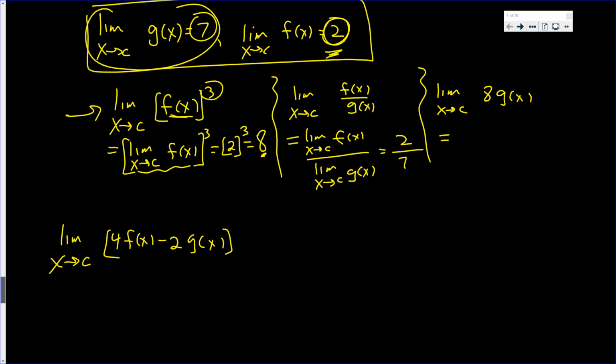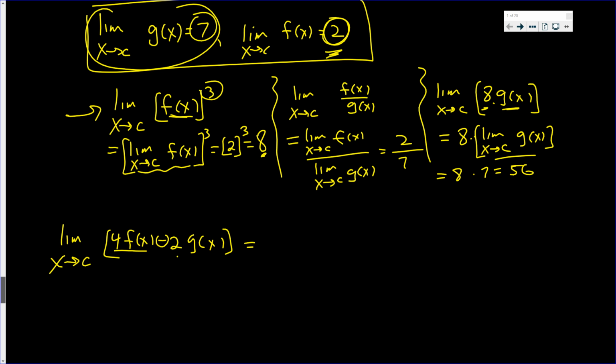The next problem is k times a function. The limit of k times a function. The rule says that you can factor out the k. Then you take the limit as x goes to c of g(x). Well, 8 is 8, and this limit is 7. 8 times 7, 56.